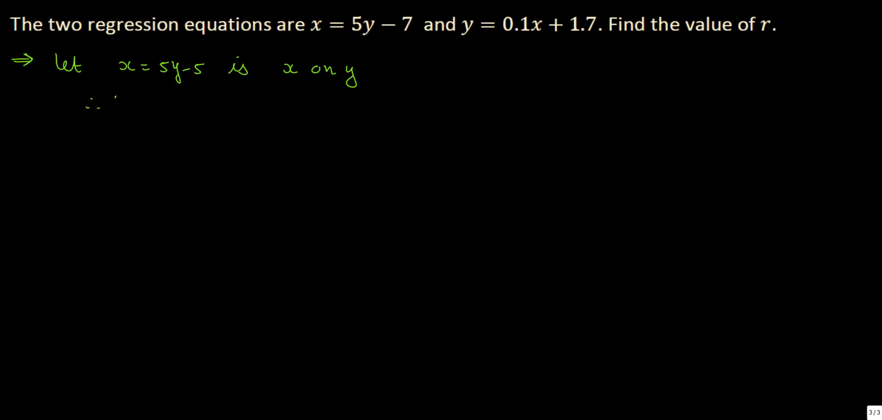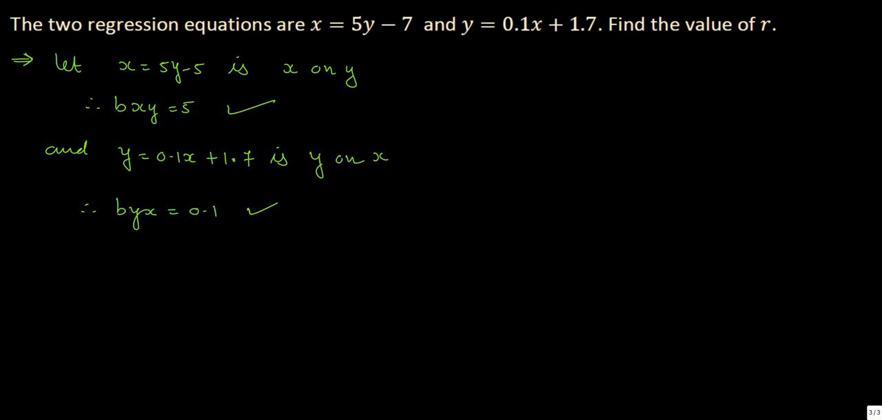Therefore bxy is equal to what? bxy is the coefficient of y, which is 5. And y is equal to 0.1x plus 1.7 is y on x. Therefore byx is equal to the coefficient of x, 0.1.